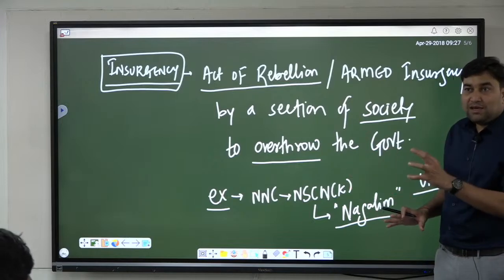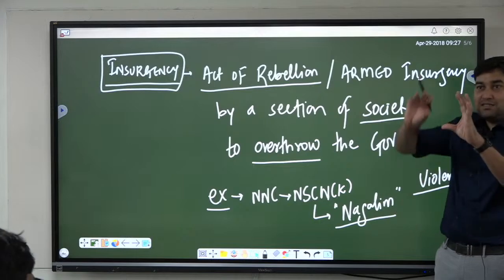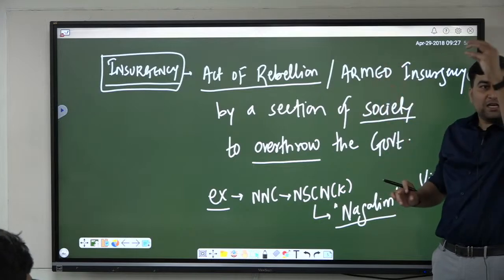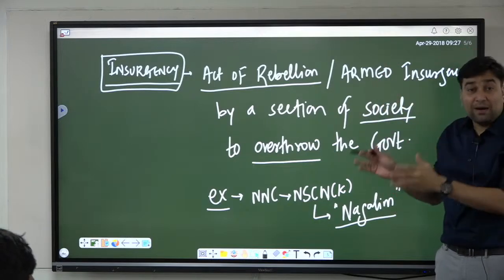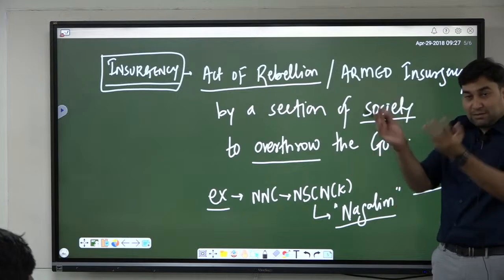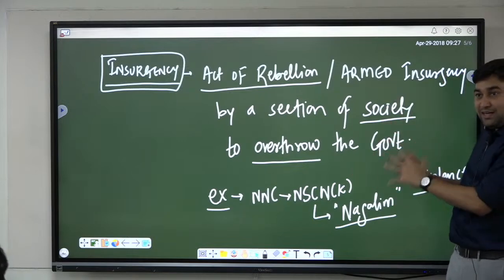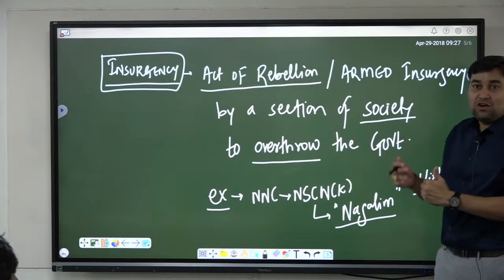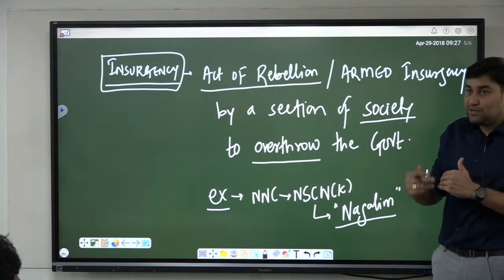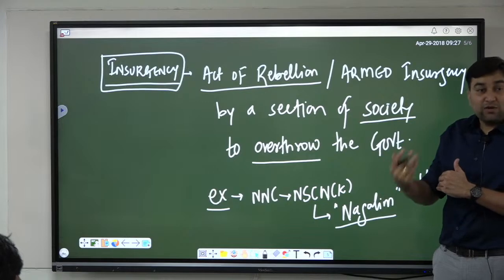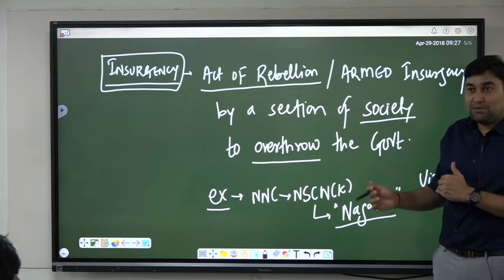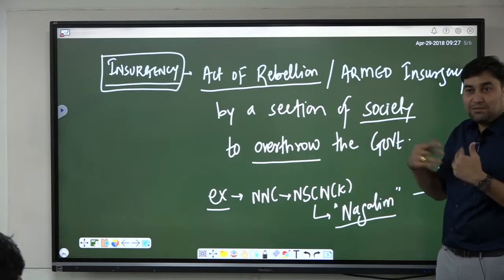Now this Nagalim, they want the areas from Nagaland, certain areas of Manipur, certain areas of Arunachal and certain areas of Burma, that is Myanmar, and they want to establish their own country. That is why they will carry out attacks on the security forces, Assam Rifles, paramilitary forces, security forces, state police forces.